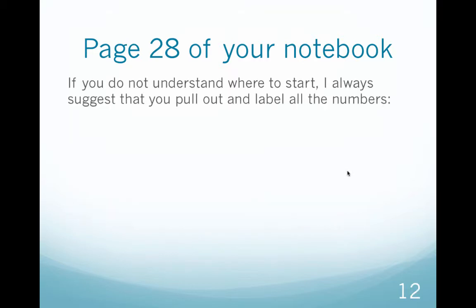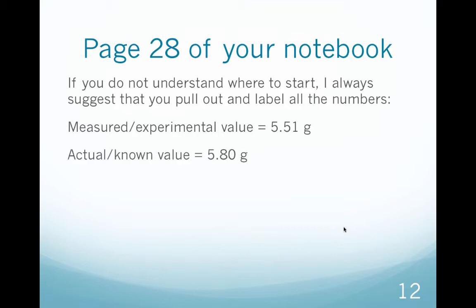All right, if you don't understand where to start, I always suggest that you pull out and label all the numbers. So let's go ahead and do that. The measured or the experimental value is 5.51 grams. Those 2 words mean the same thing. And then the actual or known value is 5.80 grams. So I'm going to go ahead and give you a minute to write that stuff down.